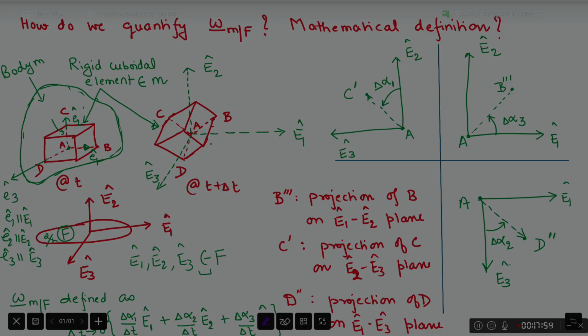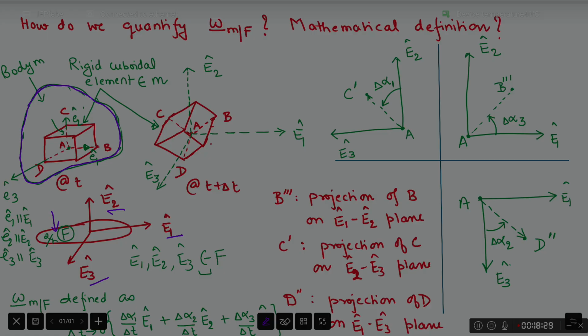So let's now focus on a body M, which is shown with the green color as the body outline. It's a rigid body, body M, and it is being observed by our friend fixed to F. For reference, our friend in F has put 3 body-fixed unit vectors, and he is observing what is happening to body M.